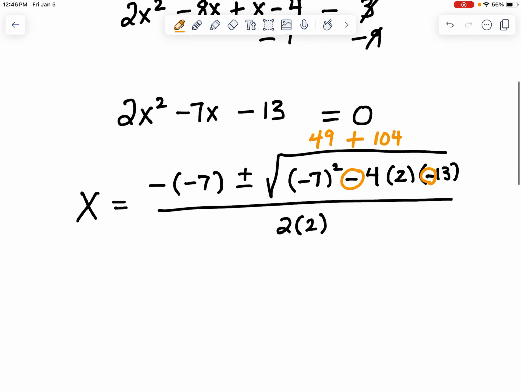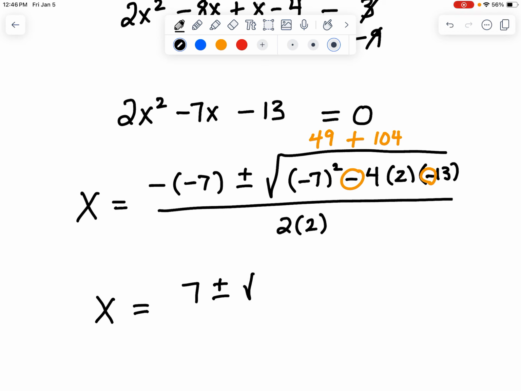So whatever 49 plus 104 is, I believe that's 153, that is what's inside the radical. So on the 7, it will become positive. And then let me just make sure, 104 with 49, that's going to be a 13, that's a 5. So inside the radical is a 153. And it's divided by 4.